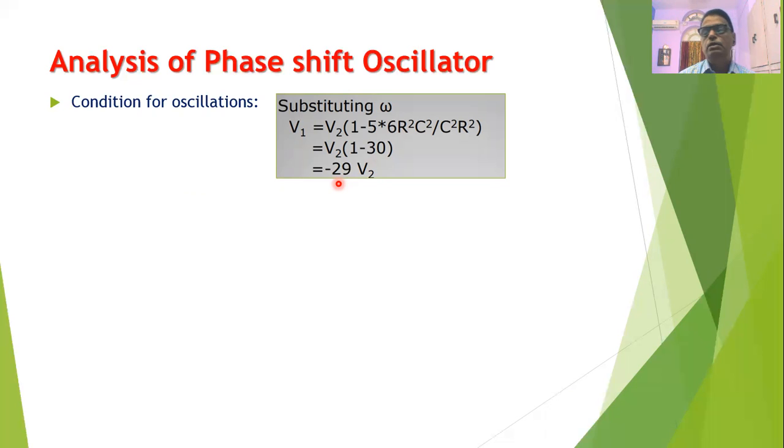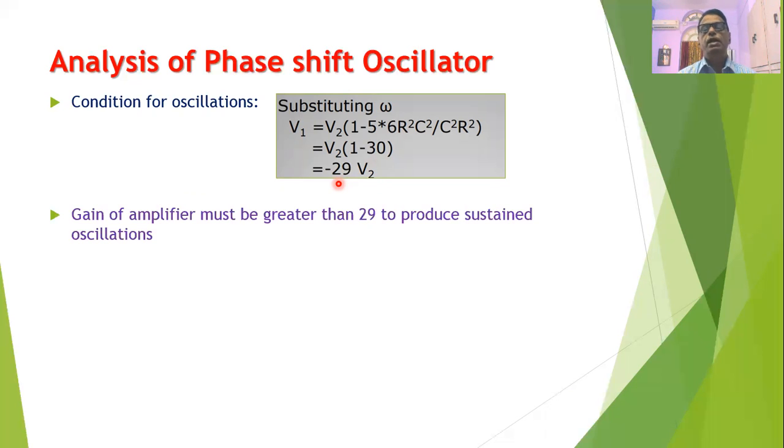So it means that the gain of the amplifier must be greater than 29 to produce the sustained oscillations, because we know that the Barkhausen condition has to be satisfied, that is A beta is equal to 1, and A beta is equal to 1 is possible only when the gain of the amplifier is greater than 29. So whenever you go for the design of the amplifier for a phase shift oscillator, you need to keep the gain greater than 29. If this condition is satisfied, then the sustained oscillations will be produced at the output of the phase shift oscillator.